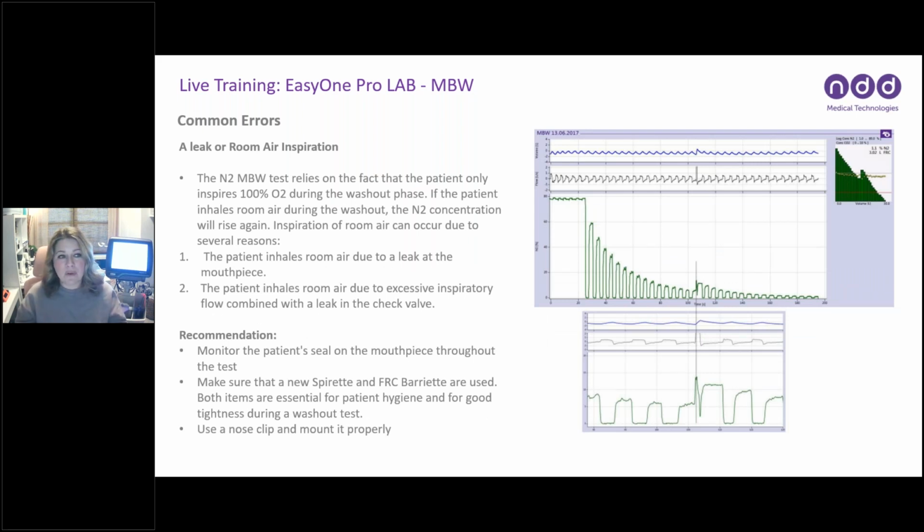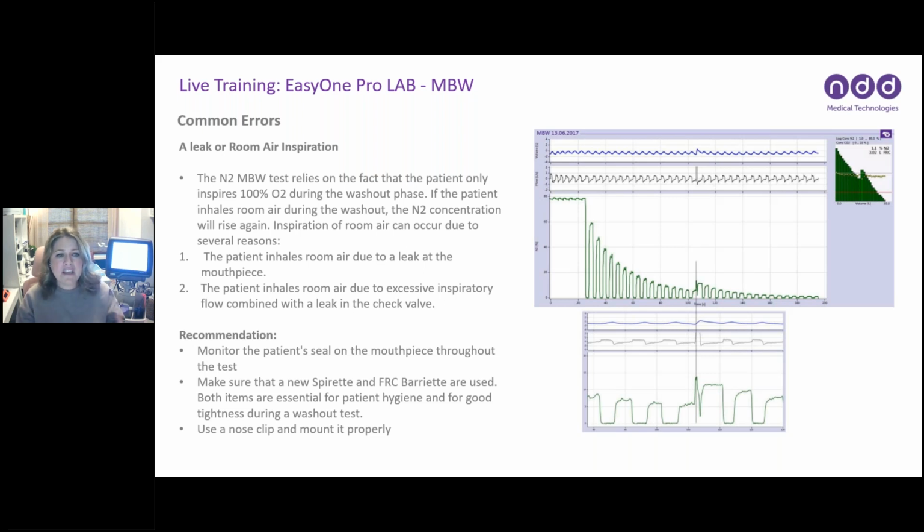Another thing that is really, really common is a leak or a room air inspiration. Again, we should always see that steady stair step all the way back down. If a patient does entrain room air at any point in the test, either a leak around their mouth or a leak around their nose, we're going to see those stair steps jump back up and have to start working back down again. While our device will recover from a minor leak, if the leaks are excessive or happening frequently, we would want to end that trial and start again, because recovering from those leaks is just adding more and more time to the test, which is going to increase the chance of error from our patients.